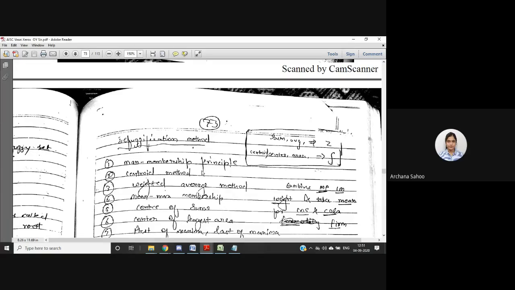After weight, do we have to write all this? Yes: combine MP, CM, weight, and take mean, underline it. Then for COS and COLA firm: COS underline, COLA underline, and FIR also underlined.